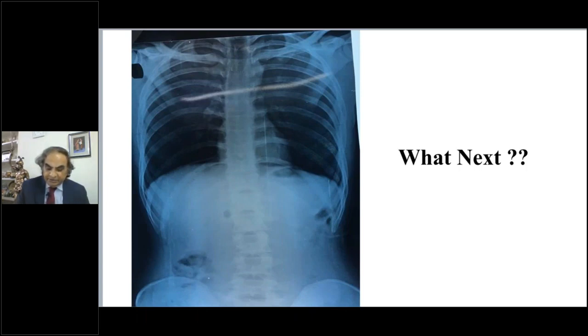Now, does it make a difference to your approach? You've already got history of trauma. Yeah, so I have to plan the exploratory laparotomy. Due to the APACHE 1, the patient is stabilized, so I can take the patient to OT for exploratory laparotomy and see the bowel perforation or any other finding.